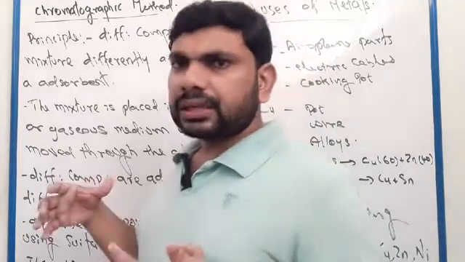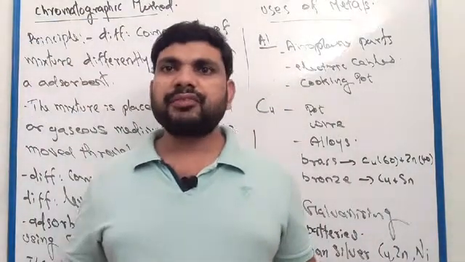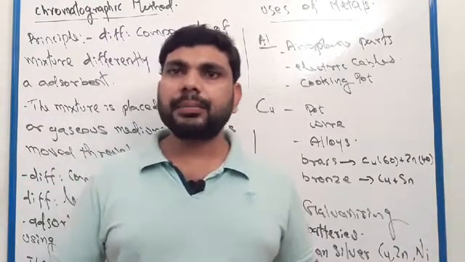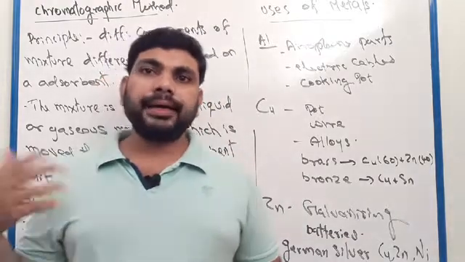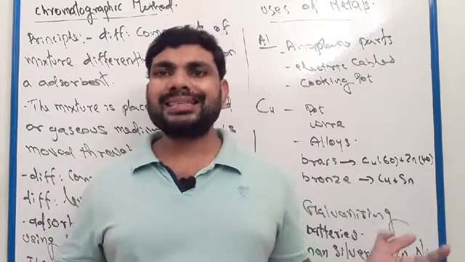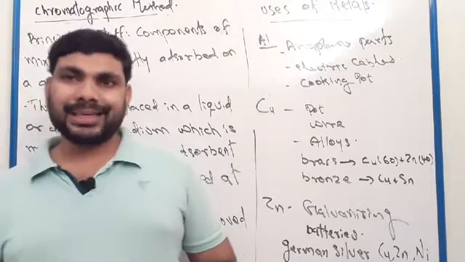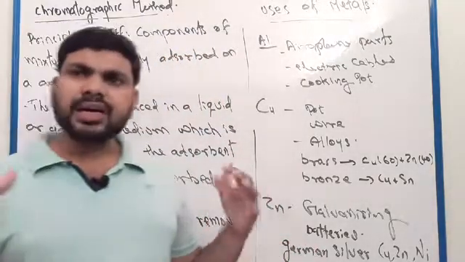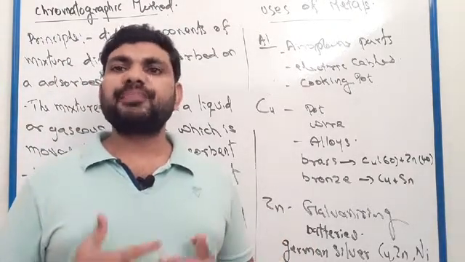Okay, so these are the different methods to purify metals. We discussed different methods: liquefaction, distillation, electrolytic method, chromatographic method, then vapor phase method. These are the different methods to purify metal. Okay, next we have to discuss the last part of this chapter, some important uses of metals.